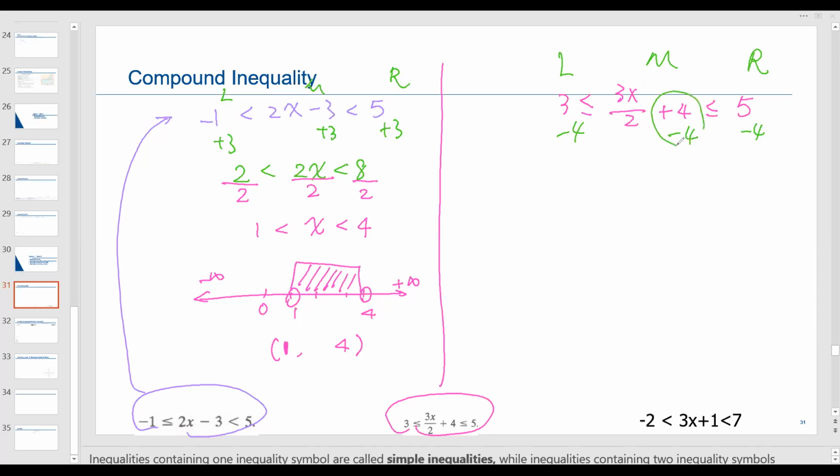So here it becomes 0. Right now it becomes 3x over 2 less than, here it becomes 1, right? Greater or equal to -1. So right now we need to make the coefficient become 1. We need to multiply by the reciprocal number, so it's 2 over 3. This is a positive number, right? So the alligator mouth is not changing.